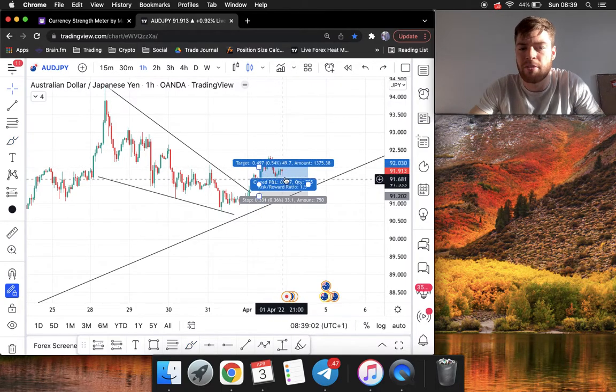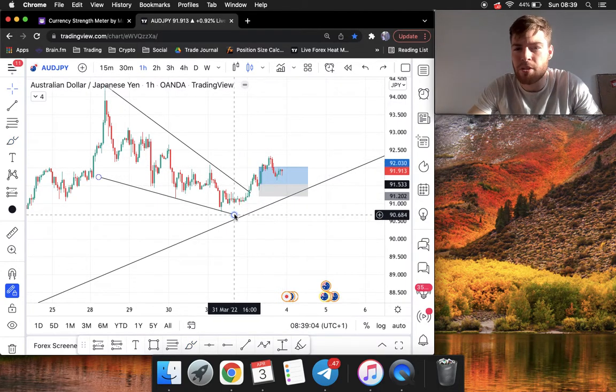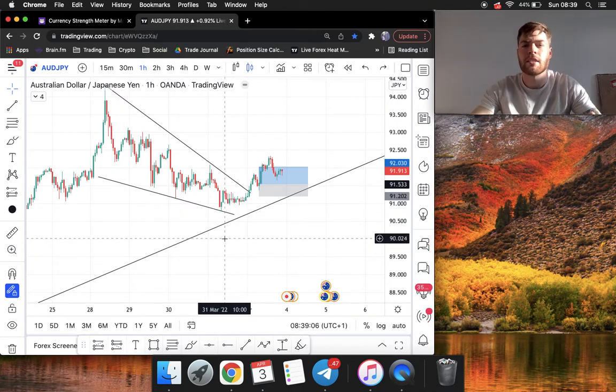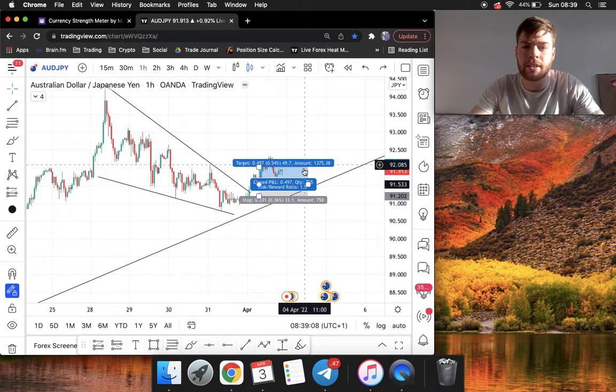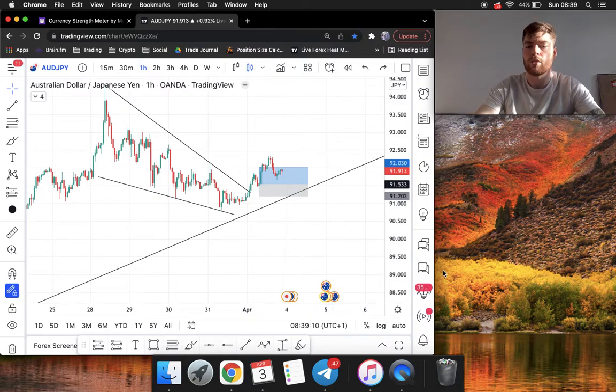I managed to make 50 pips profit, which is great. Okay, so that's it. That's literally the trade in detail. Normally, as I said, I like to aim for maybe 40 to 50 pips per trade per day, and that's all I'm looking for.